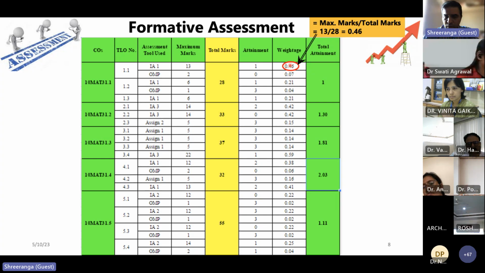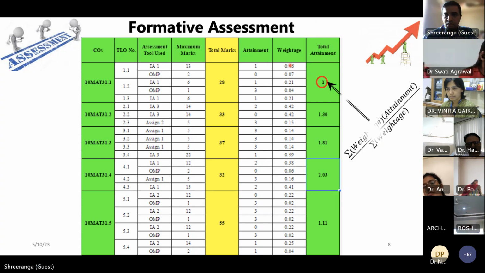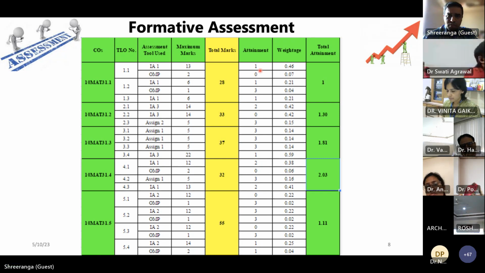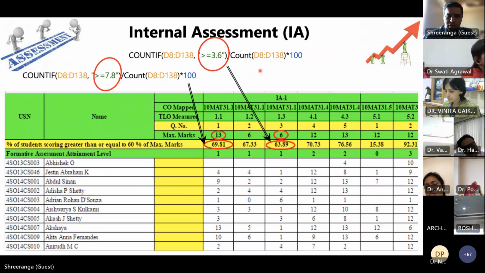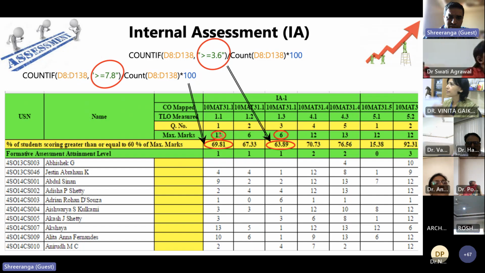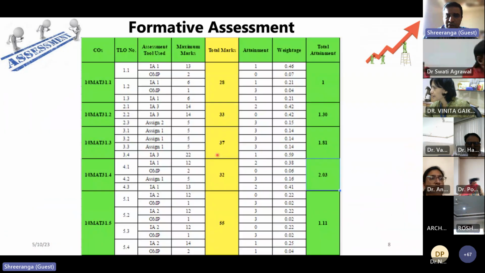Now for every value, I have to identify the level of attainment over here. For that, I have to go for the previous value. Let me go back to the values and show you. The first TLO, which was asked for 13 marks, has a level of attainment of 1. This level of attainment value I have to put over here.